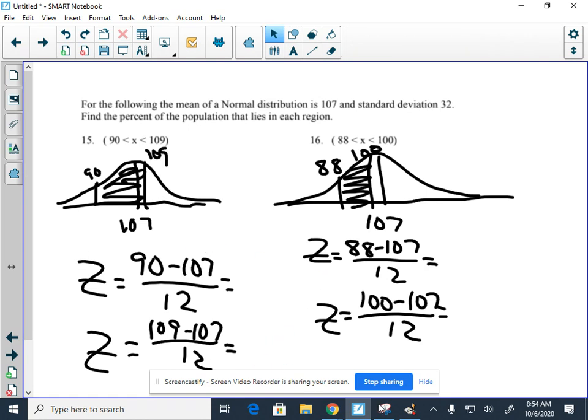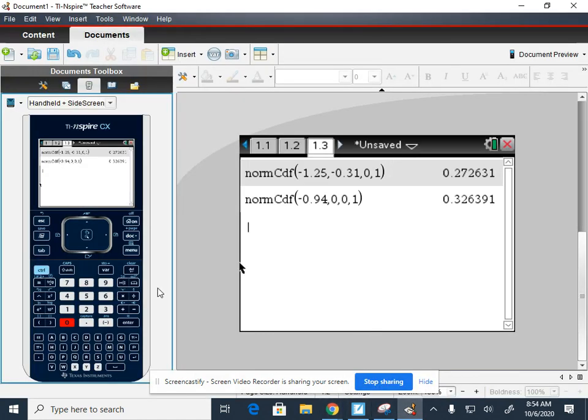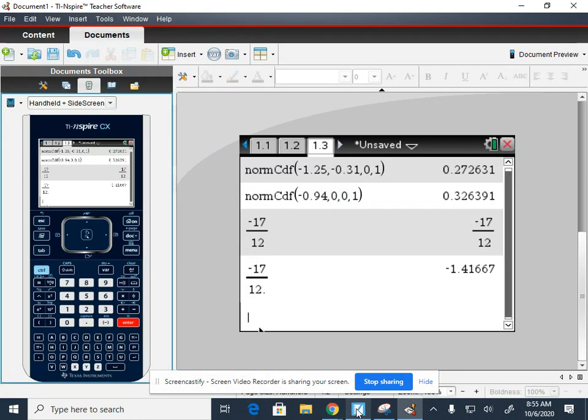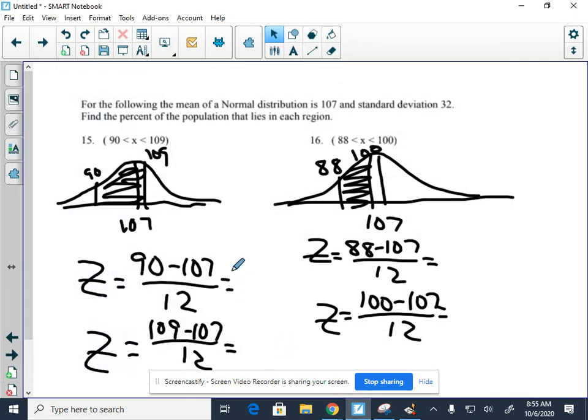Okay, so the first one should be -17 divided by 12, which didn't give me a decimal because I didn't put a dot on there. Wait, would you get -17 and 12? I took the 90, subtract 107. That got me the -17. So we get -1.42. Wait, isn't the standard deviation 32?